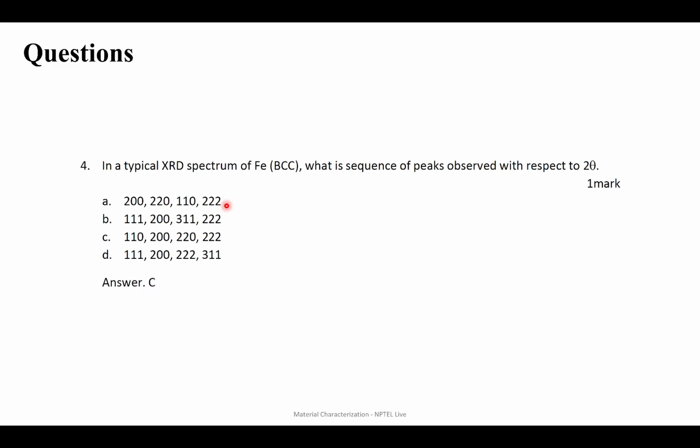For FCC, HKL should be either all even or all odd. So all three should be even or all three should be odd for FCC. So your B and D are valid for FCC, because if you see 111 all are odd, 200 all are even, 311 all are odd, 222 all are even. But if you see A or C, then you have 110, which is a mix of even and odd. So that is not possible for FCC. They are possible for BCC.